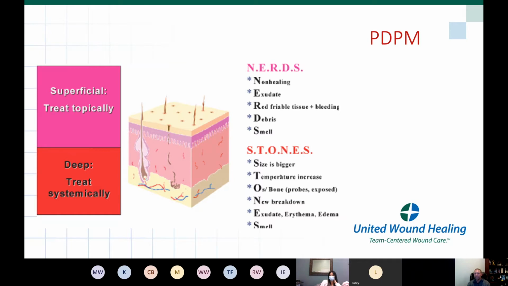When all of a sudden you have increased exudate, increased redness, and swelling all together, that is a deep infection, and that needs to be treated systemically with antibiotics, or there's a smell. So when you have these criteria of a deep infection, the STONES, that's when you treat systemically. The goal is to treat it superficially, if you can, before it gets deep. This is a really important slide.